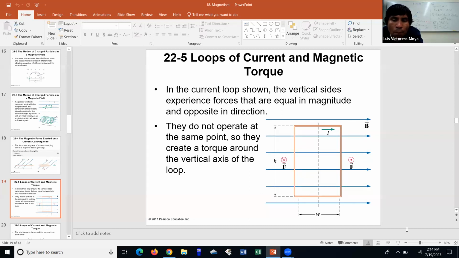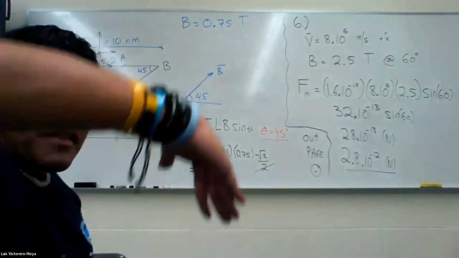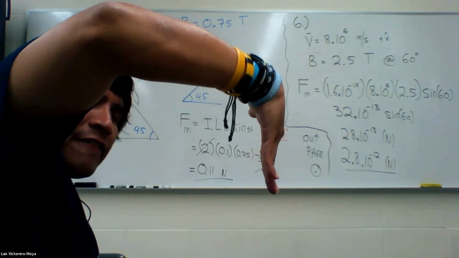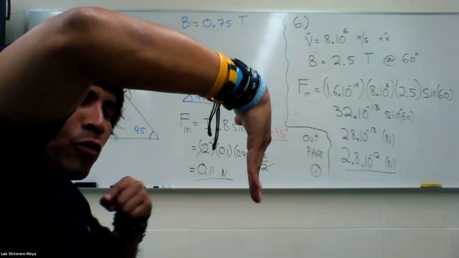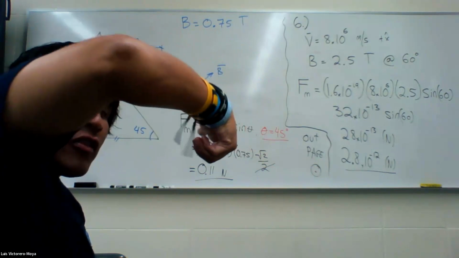So we can apply the right-hand rule to find the direction of the force on each of these sections. In fact, they give you the force here and here. How do you know it's out of the page? Well, think about it. If the force is going down and the field is going from left to right, you're going out of the page.